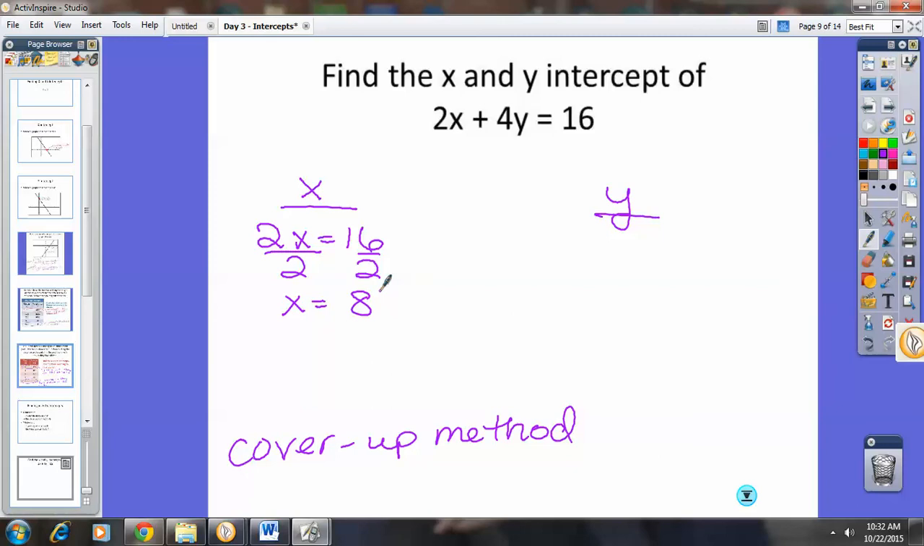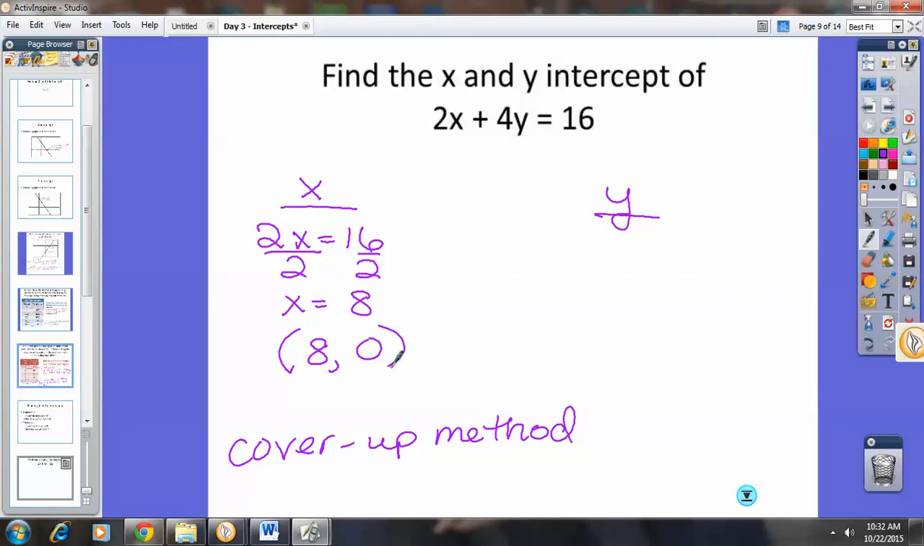Now, when we talk in terms of intercepts, those are actual ordered pairs. They're points. So I expect you to write that as an ordered pair: (8, 0). The x value is 8. The y is 0 for an x-intercept.